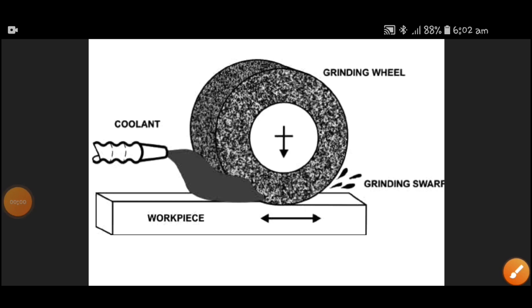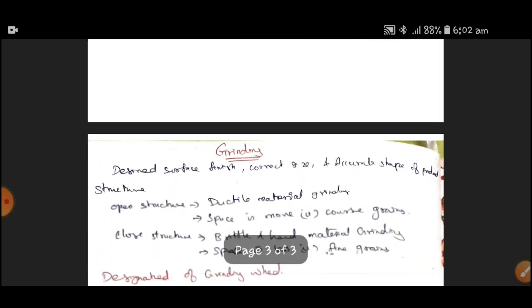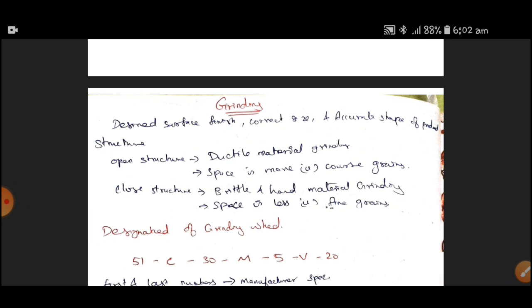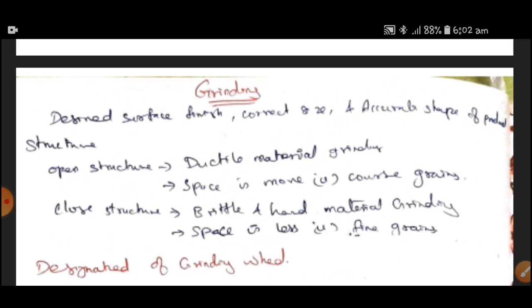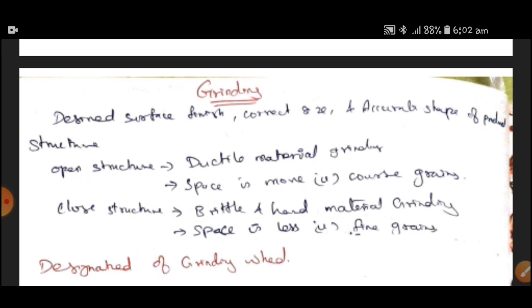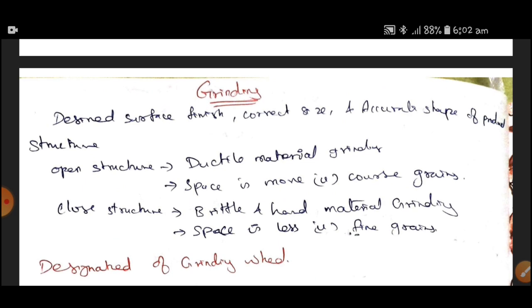With this background, I would like to start the grinding process. First of all, grinding is done to get the desired surface finish, the correct size, and a more accurate shape of the product. In grinding, we have two types of structures: one is open structure and another is closed structure.